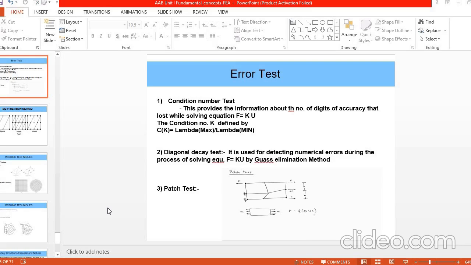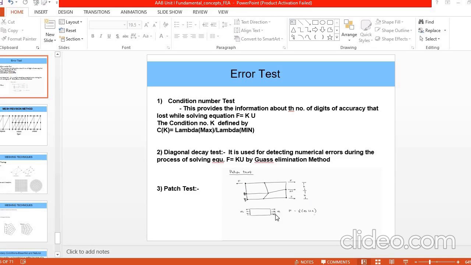The next test is patch test. It is used for elements to display the constant state of strain. The patch test is performed as follows. Construct a patch of elements such that at least one node is internal to the patch. To prevent rigid body motion, the patch is provided with support. Element shape should be irregular, because a rectangular element passes the test, otherwise it fails.